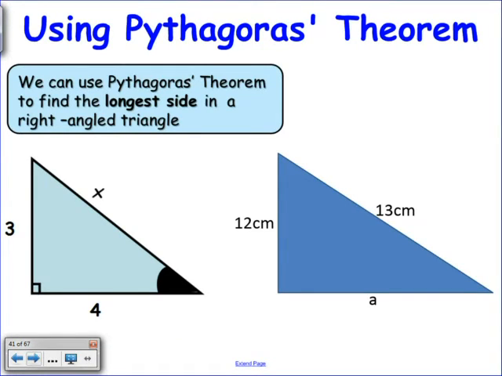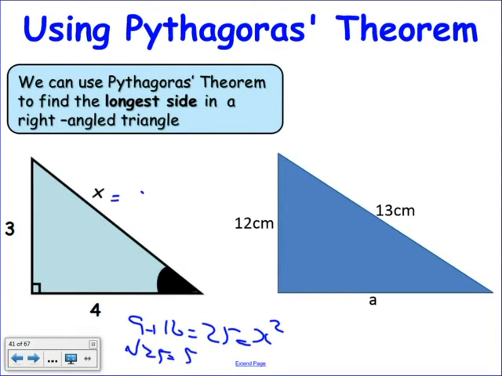How do we use that in maths? We use it by saying, here I've got 3 squared, which is 9, plus 4 squared, which is 16, is equal to 25, and that's the same as x squared. So in order to find out what x is, I need to square root 25, which is 5. So x is equal to 5. The numbers on your papers might not be this straightforward because you have calculators.